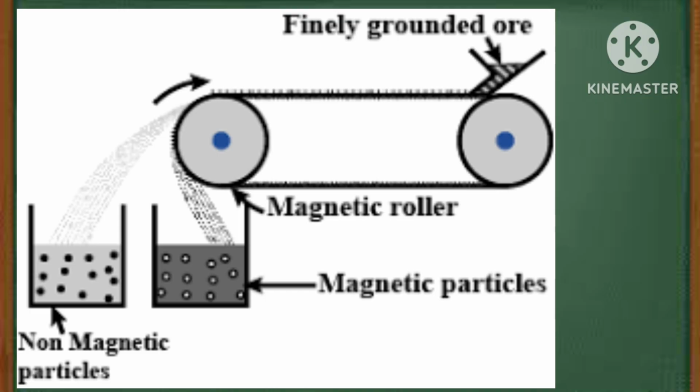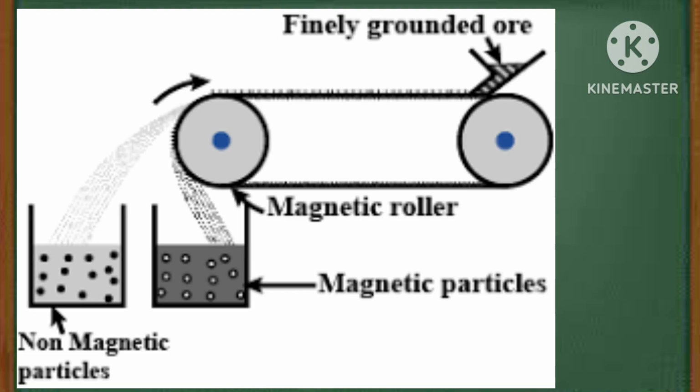Dear students, generally this method is based on the difference in magnetic properties of the ore components. If either the ore or the gangue is attracted by the magnet, then the ore can be separated from impurities with the help of the magnetic separation method. And for this method, we require electromagnetic separators, which can consist of brass, or sometimes it is in the form of a leather belt.